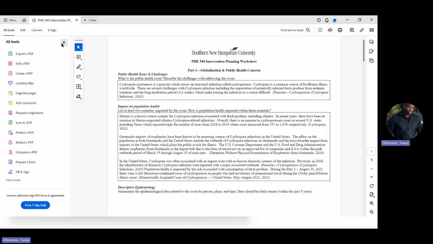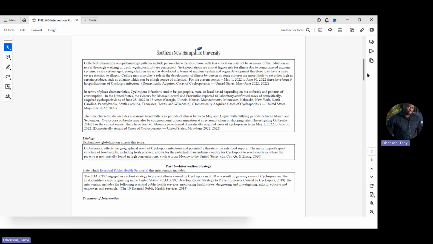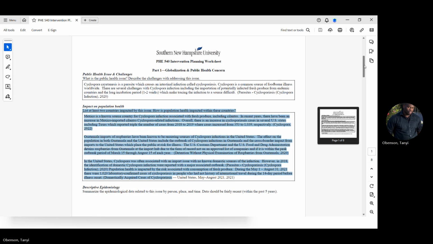So here we go. Public health issue and challenge. This person picked a parasite, and they have a brief description of what is the public health issue and the challenges. How does this impact the population? What countries? May mention Mexico, Guatemala.